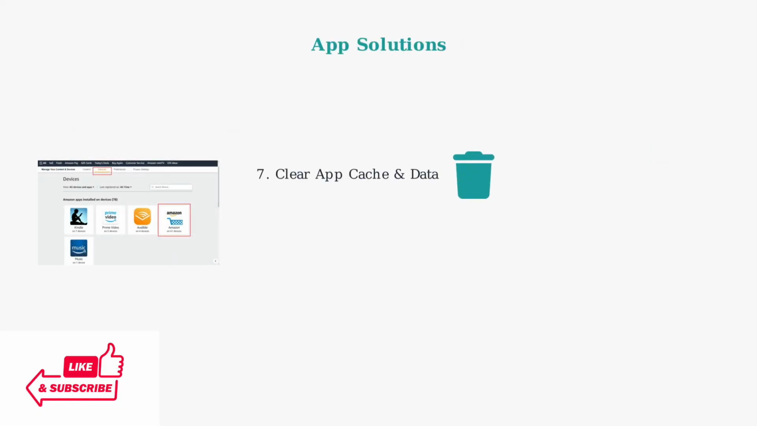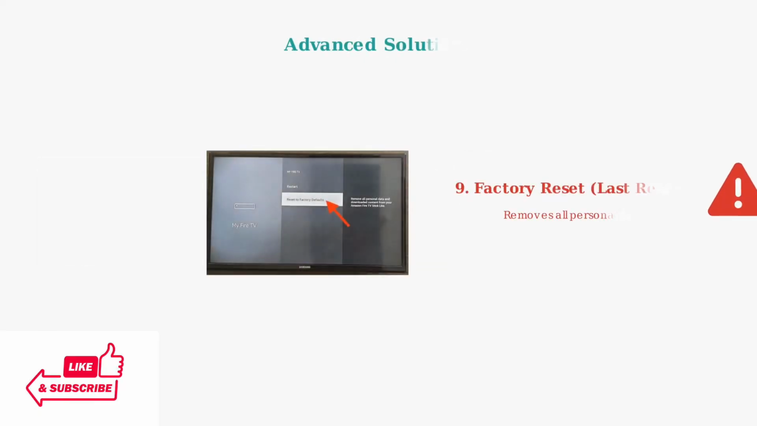This can resolve corrupted data problems that prevent content access. If clearing cache doesn't work, try uninstalling and reinstalling the problematic app. This provides a fresh installation that can resolve persistent issues. As a last resort, you can perform a factory reset to restore your Fire Stick to its original state. This will remove all personal data and downloaded content.